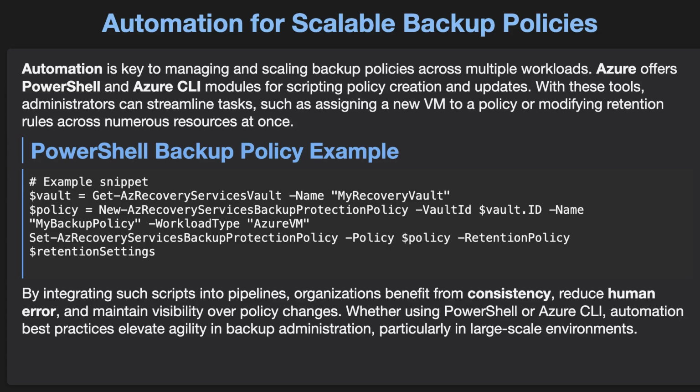PowerShell # example snippet. $vault = Get-AzRecoveryServicesVault -Name "my recovery vault". $policy = Get-AzRecoveryServicesBackupProtectionPolicy -VaultId $vault.id -Name "my backup policy" -WorkloadType AzureVM. Set-AzRecoveryServicesBackupProtectionPolicy -Policy $policy -RetentionPolicy $retentionSettings. By integrating such scripts into pipelines, organizations benefit from consistency, reduce human error, and maintain visibility over policy changes. Whether using PowerShell or Azure CLI, automation best practices elevate agility in backup administration, particularly in large-scale environments.